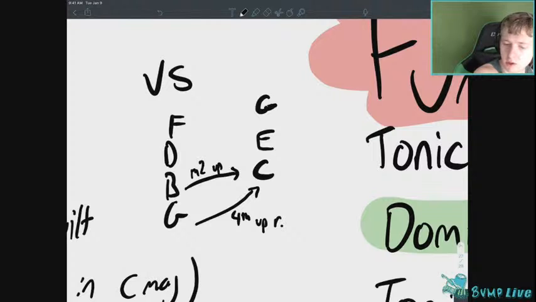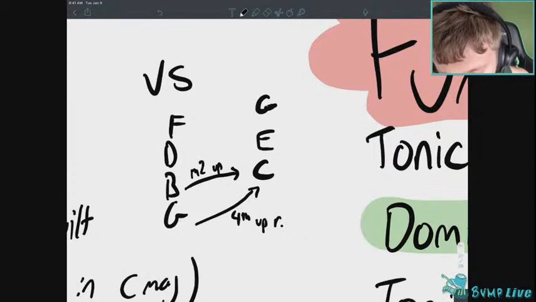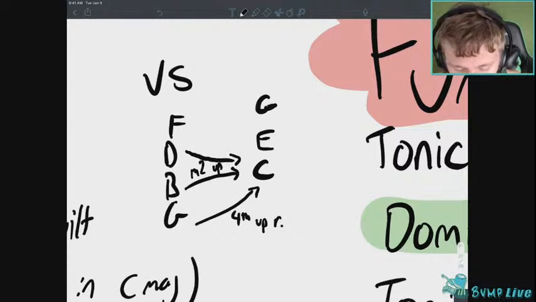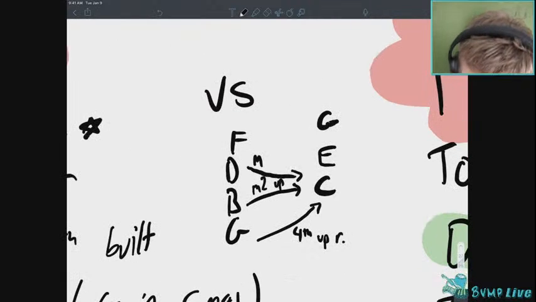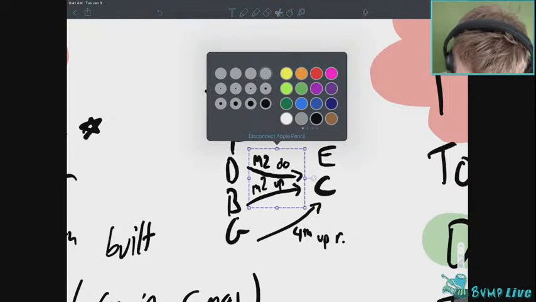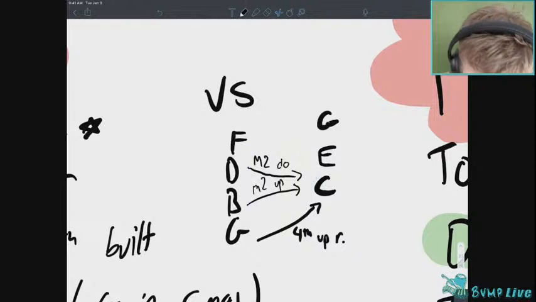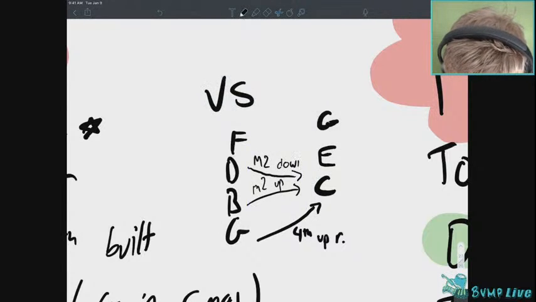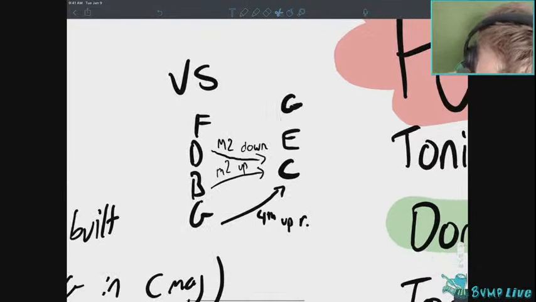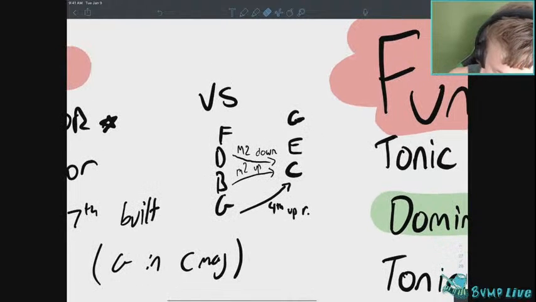And you have the same thing going on with the D. You have a D having a resolution down to the C. So that is a major second. Let me try to zoom in as much as I can, and maybe lower the thickness of all this stuff so you can actually see it. Minor second down to C. Let me give myself more space because I'm running out of room.